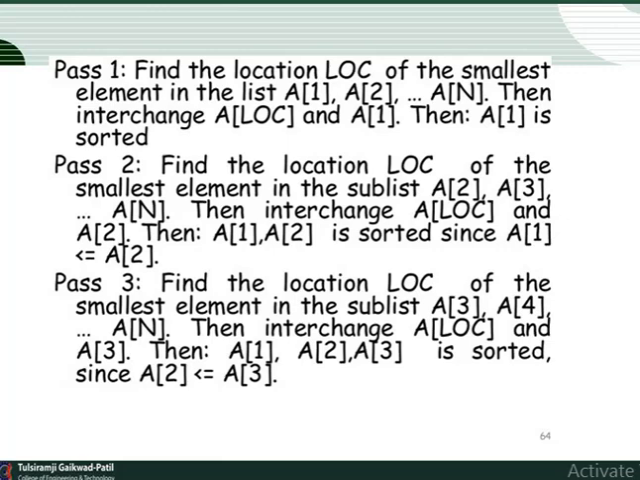Find the location of the smallest element in the sublist, that is from A2, A3 up to AN. Do not disturb A1. From A2 onwards you have to find the smallest element and swap it, then A2 gets its appropriate position. Pass 3: from A3 onwards we have to find the smallest element till AN. Interchange ALOC, that is the location, and A3. Then A1, A2 and A3 are sorted, since A2 is less than or equal to A3.